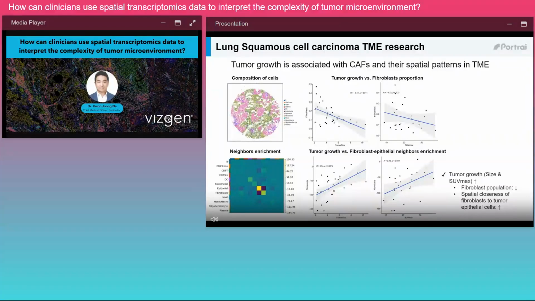The heat map in the bottom left corner shows neighborhood enrichment, depicting the spatial proximity of different cell types within the tumor microenvironment. The bottom right graphs further demonstrate that increased spatial closeness of fibroblasts to tumor epithelial cells correlates positively with tumor size and SUV max. In summary, our dataset suggests that while the overall fibroblast population decreases, the spatial proximity of fibroblasts to tumor epithelial cells increases, which is associated with tumor growth and progression.